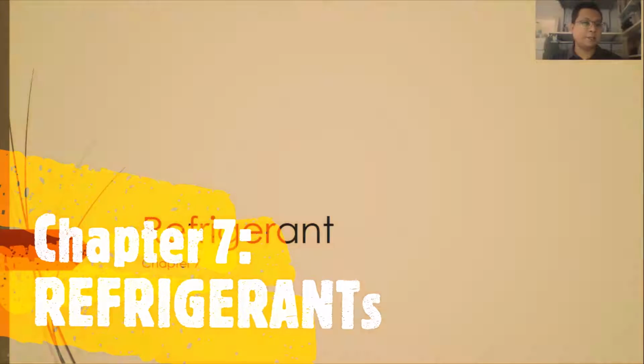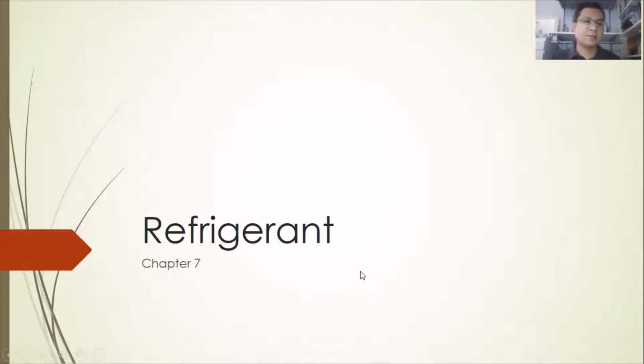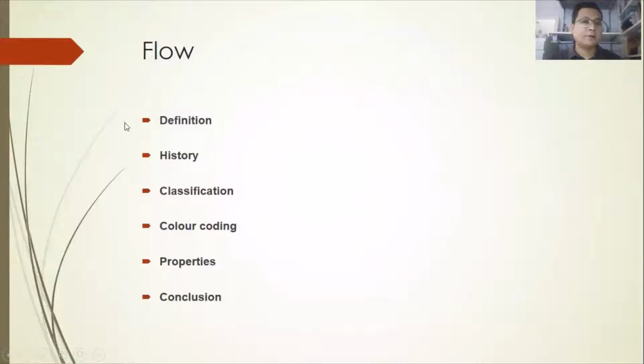We are already in chapter 7, talking about the refrigerant. I would like to explain in more detail the refrigerant based on the flow of content inside this chapter. The first is the definition, what the refrigerant itself is. Then we go to the next section, history. The third is classification of refrigerant. Then color coding, and then properties. And we will close with the conclusion, right?